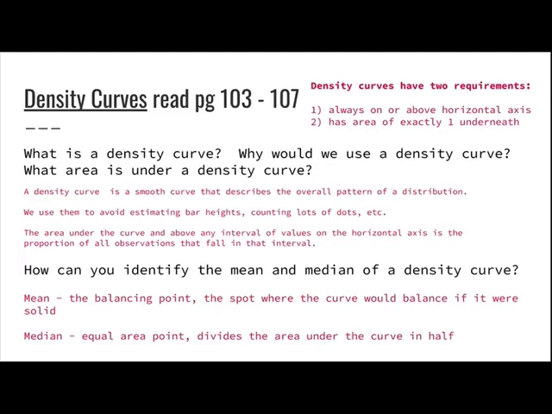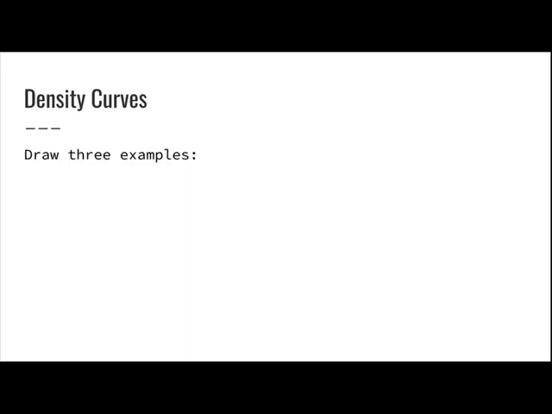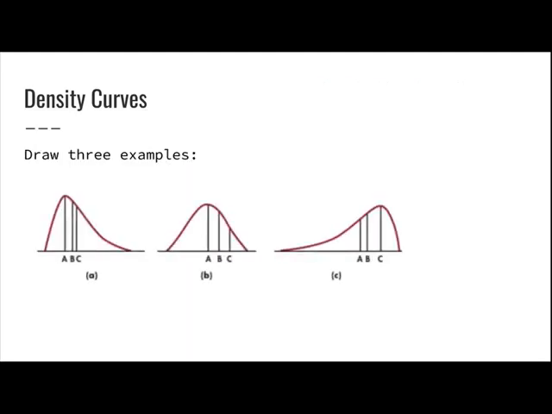So in identifying the mean and the median, the mean is the balancing point, pretty much the spot where the curve would balance if it were solid. And then the median is the equal area point. It's essentially dividing the area under the curve in half. So let's look at a couple examples.